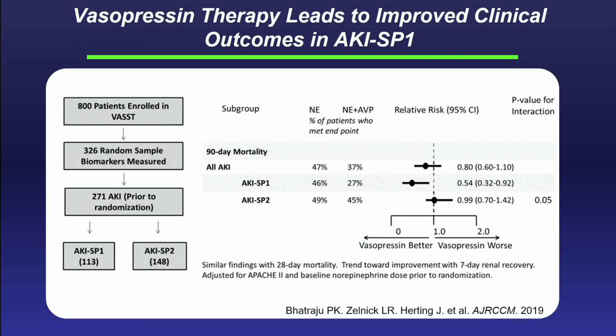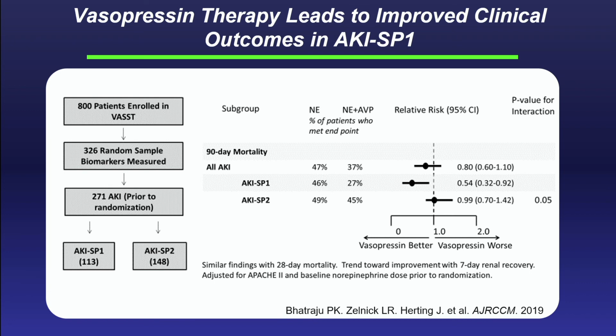And here are our main results, looking at a forest plot. In the first column we have the primary outcome we looked at, 90-day mortality. The second column is patients with norepinephrine, and the third is patients who were randomized to norepinephrine plus vasopressin. As you can see, in all patients with acute kidney injury, there is no significant difference between getting vasopressin or norepinephrine. That's consistent with the larger clinical trial.